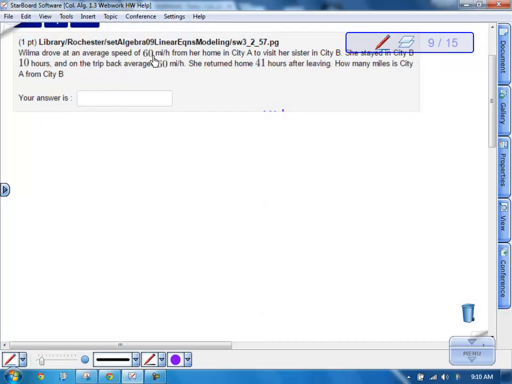Let's try this problem again, but let's do it with different speeds because a lot of your guys' problems have different speeds. Mine's the same, so it's very different. So let's go from city A to city B. On the way there, let's say we're going 40 miles an hour. And on the way back, let's say we're going 55 miles per hour. Okay, the total time is 41 hours. We're still going to stop for 10 hours.